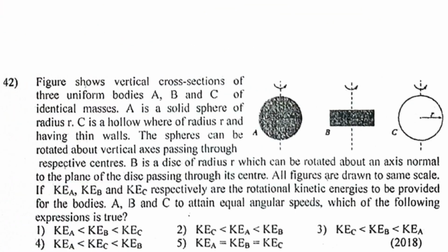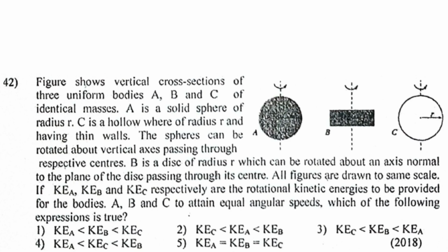Then 42. The figure shows a vertical cross-section of 3 uniform bodies A, B and C of identical masses. A is a solid sphere of radius r. C is a hollow sphere of radius r having thin walls. The spheres can be rotated about a vertical axis passing through their respective centers. B is a disk of radius r which can be rotated about an axis normal to the plane of the disk passing through its center. All figures are drawn to the same scale.